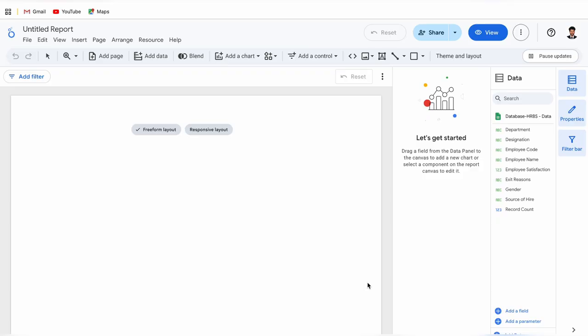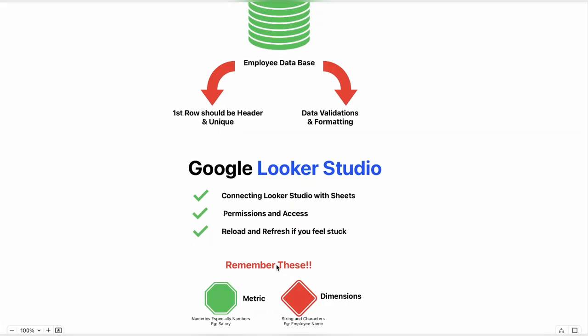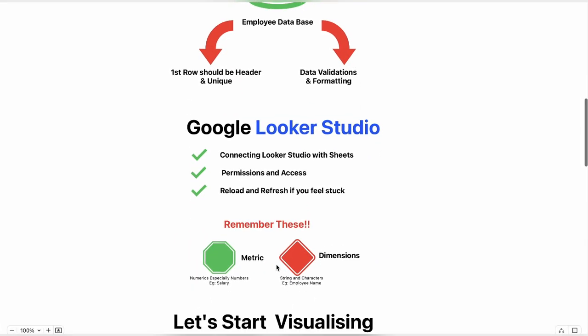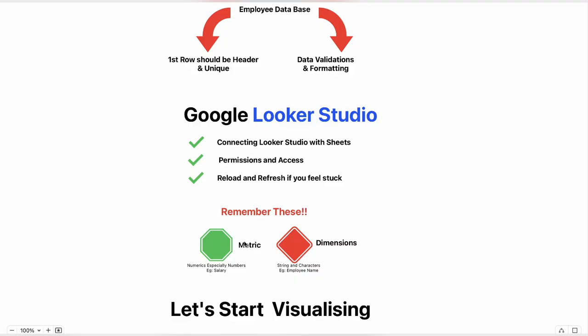So once we have connected Google Looker Studio with Google Sheets, now we will have to start visualization. But prior to visualization, there are two things that you should remember about Google Looker Studio. There are certain aspects, but understanding the basics is very important. The first one is metric and dimension. A metric simply deals with numbers like salary, age, etc. And dimensions deal with characters like employee name, department, designations, etc.